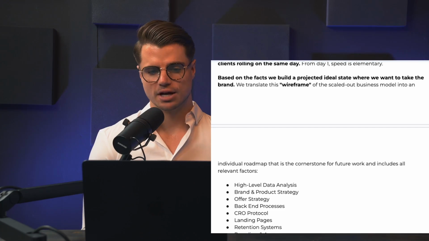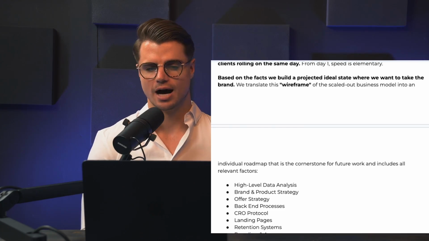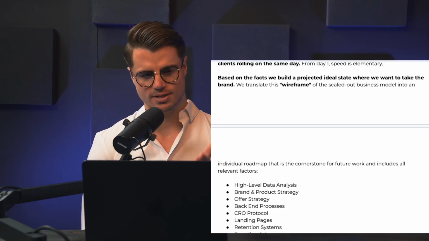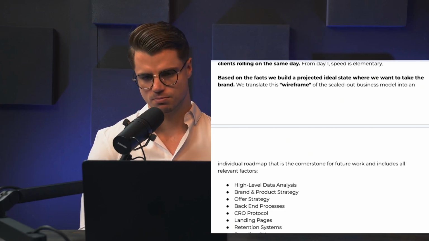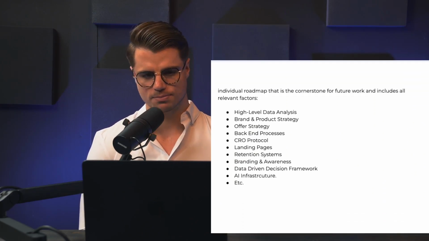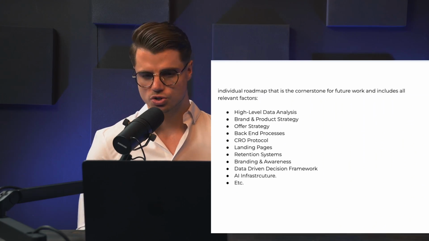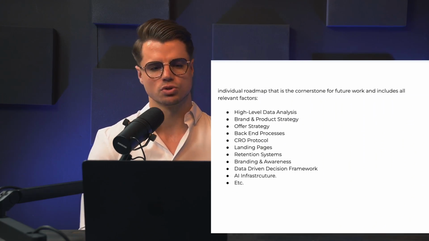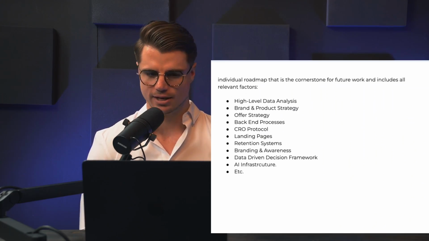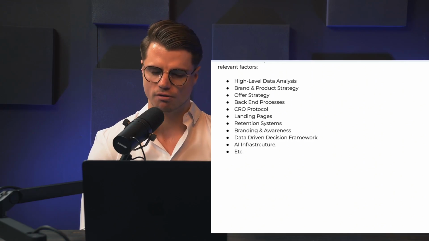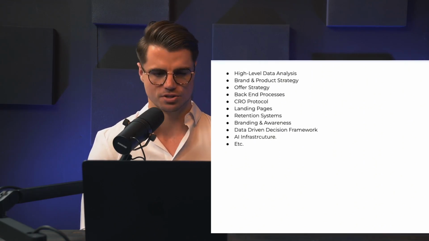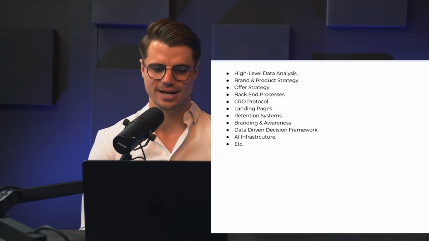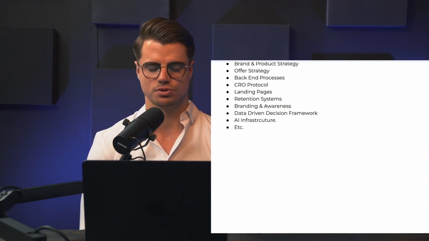So based on the facts, we build a projected ideal state where we want to take the brand. We translate this wireframe of the scaled out business model into individual roadmaps. That is then the cornerstone of the future work and includes all relevant factors: high-level data analysis, branding and product strategy, offer strategy, backend processes, CRO protocol, landing pages, retention systems, branding and awareness, data-driven decision-making, AI infrastructure, etc.